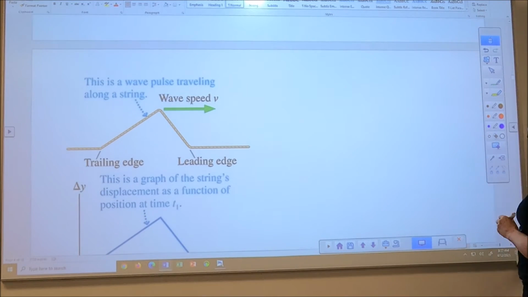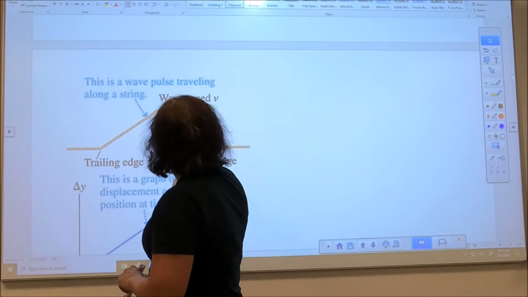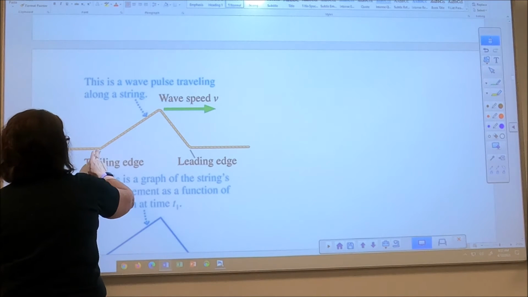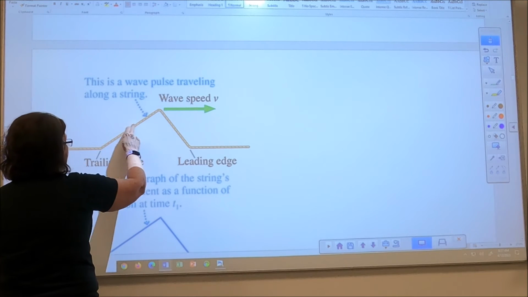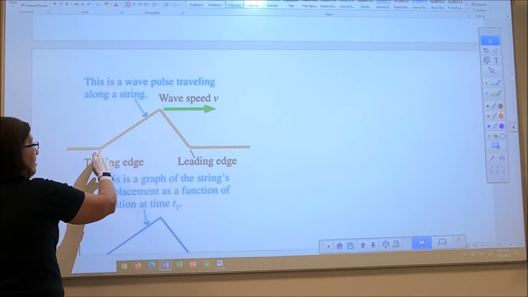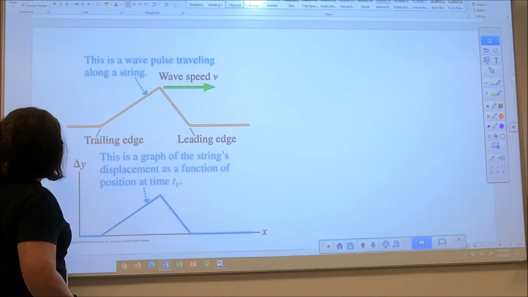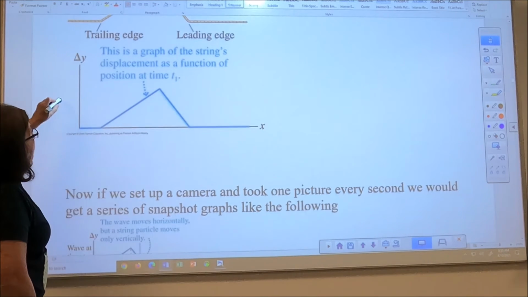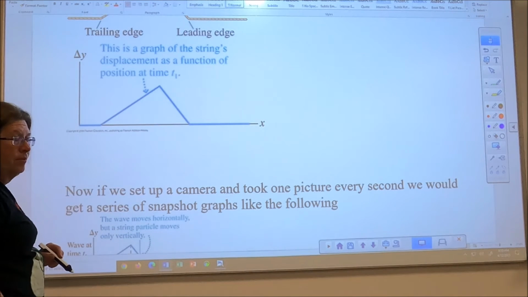Okay, so this is a wave pulse traveling on a string. No, you can't create a wave pulse like that. They're doing it just to illustrate. Anytime you have a wave pulse, you have the leading edge and you have the trailing edge. So this is where the disturbance is starting. This is where the disturbance is ending. And the wave is traveling in that direction with a specific speed. So if we were to graph this in a snapshot graph, it would look like this.